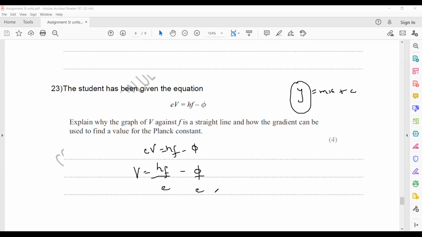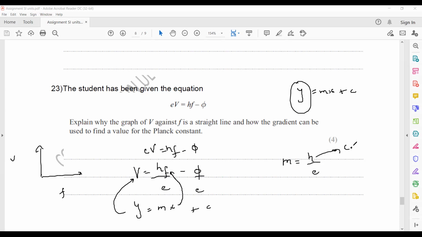So when I compare with the equation of a straight line, y equals mx plus c, on the y-axis I have V, and on the x-axis I have f. So what will be my gradient? m is the gradient, so it will be h divided by e. h is Planck's constant and e is also a constant, the charge of an electron. Whenever two constants are divided, your gradient will be constant. So you will mention that the gradient is constant.